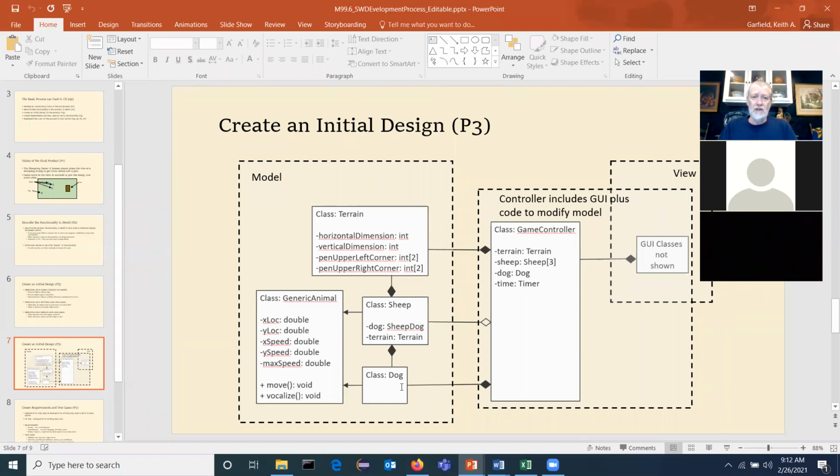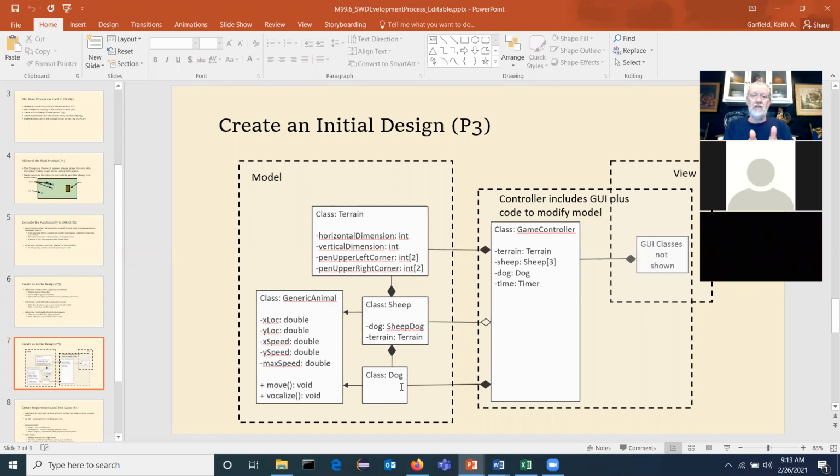And the answer is somebody has to determine if the sheep are running off the edge of the world and stop them. And who should do that? Should it be the game controller, or should it be the sheep, or should it be the terrain? And so you go through the same line of arguments, right? There's no best answer. All solutions will work. It's just a matter of how encapsulated you are keeping all your functionality.